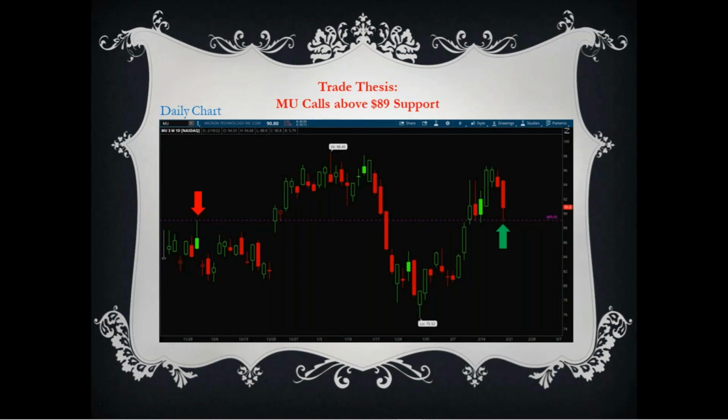So to make the example really simple, we're just gonna make the numbers easy. We're not gonna say 89.05, we're gonna call it $89, okay? So $89 support because it was resistance here and it became support, support, support. So our trade thesis is we want to be in calls for MU if it's above this $89 support.